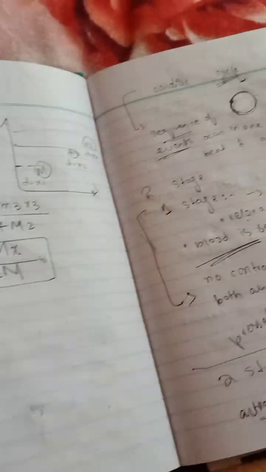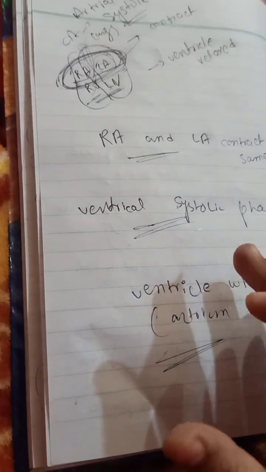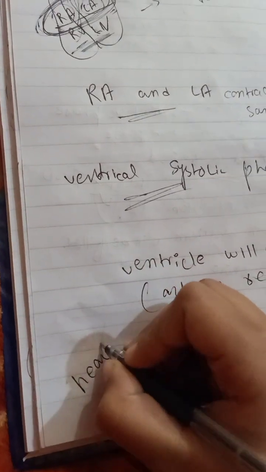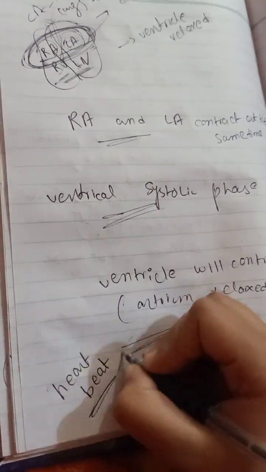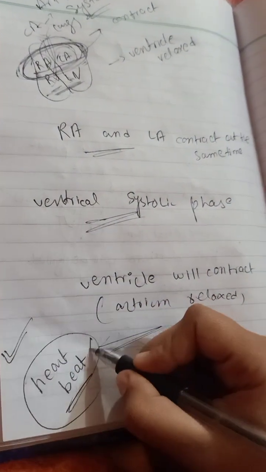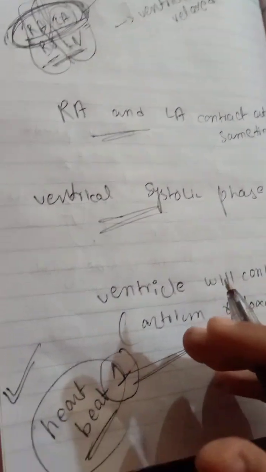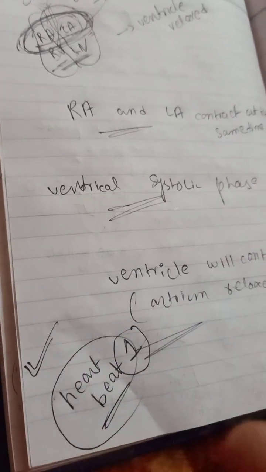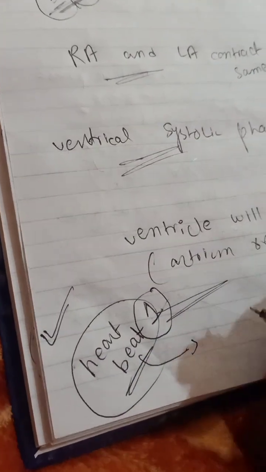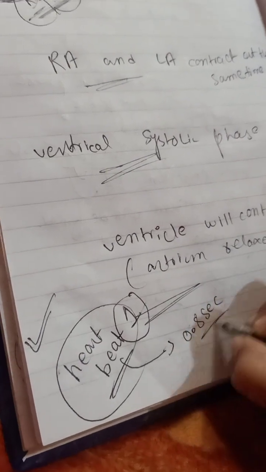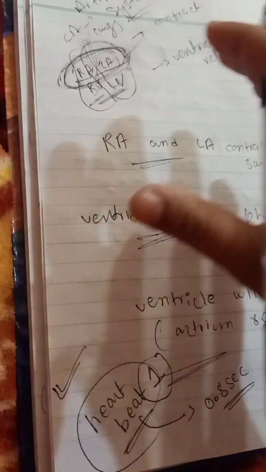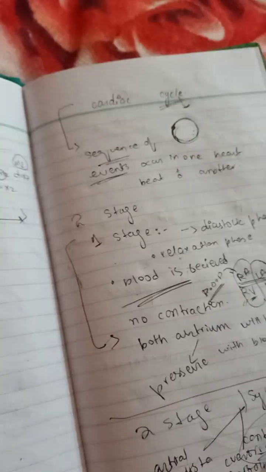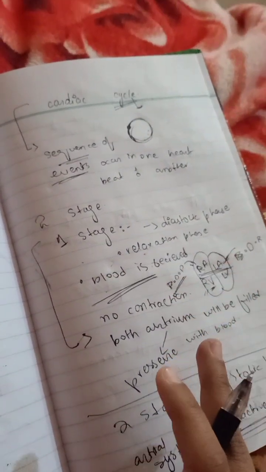So this was about the cardiac cycle. The process after all the stages is called a heartbeat. This was the sequence of events that occur in all these stages. After this, one heartbeat is produced. The diastolic and systolic phases together make up a heartbeat. A heartbeat is produced in 0.8 seconds, and the sequence of events is what we call the cardiac cycle.